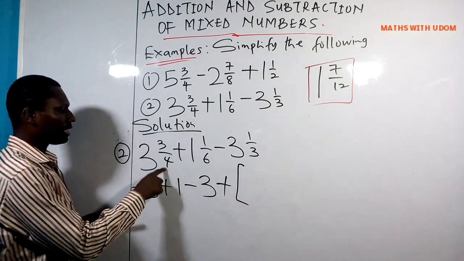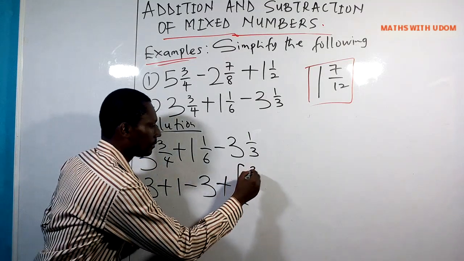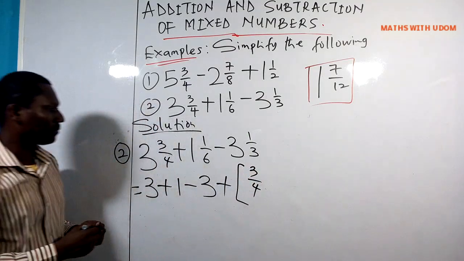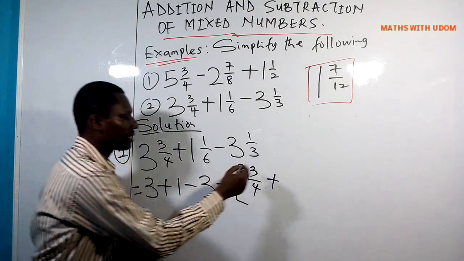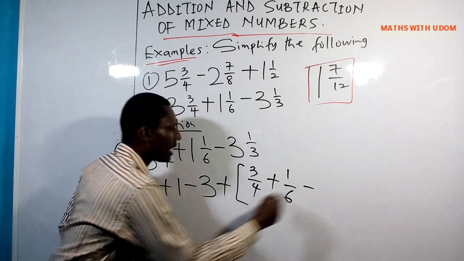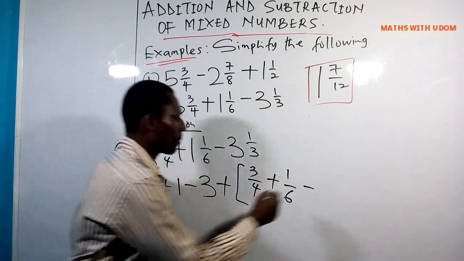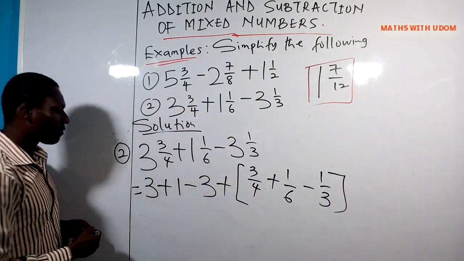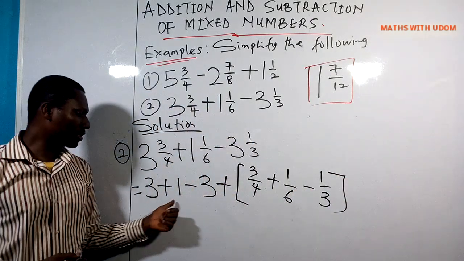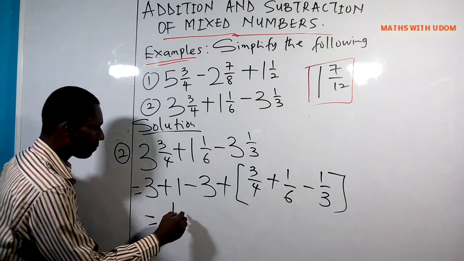What is the first fraction here? 3 over 4. Plus the next fraction here is what? 1 over 6, minus. But this is a minus sign. Minus what? 1 over what? Over 3. So we simplify further. So 3 plus 1 is 4. 4 take away 3 is 1. So we have 1 plus.